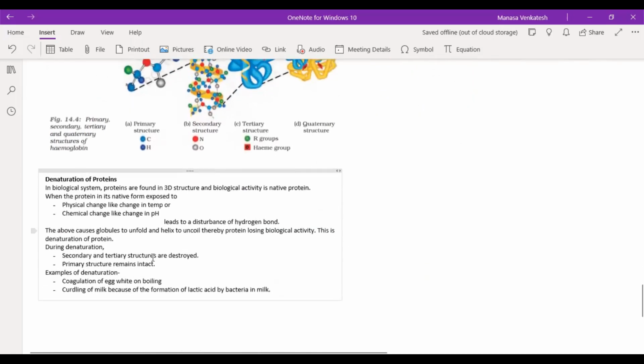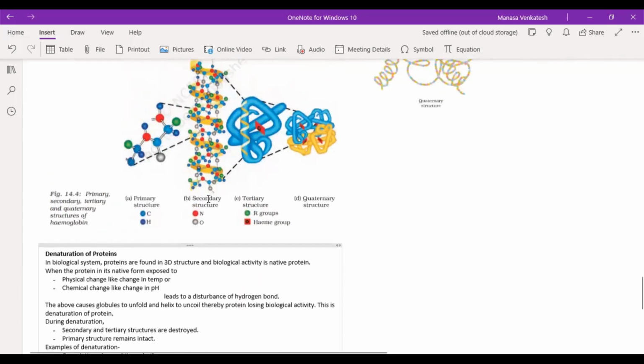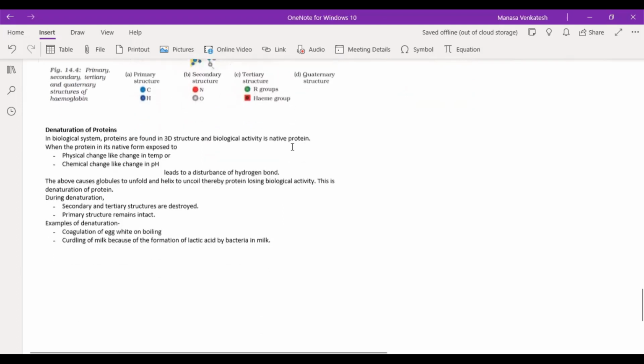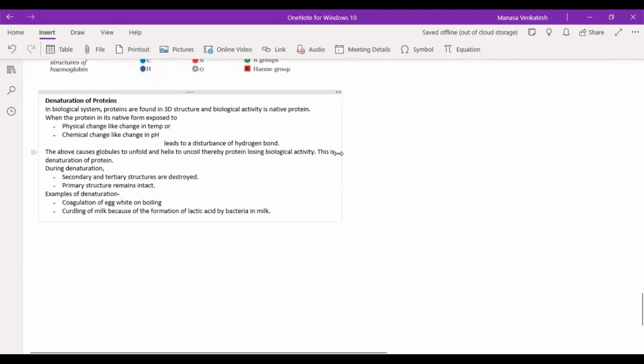The last topic under proteins is denaturation. Proteins are found in biological systems, and when there is a physical or chemical change, it leads to denaturation. This is because of the disturbance of the hydrogen bonds. As I told you, in all of these we talk about hydrogen bonds. If there is a disturbance in the hydrogen bonds, it leads to unfolding of the helix, and the proteins end up losing their biological activity.